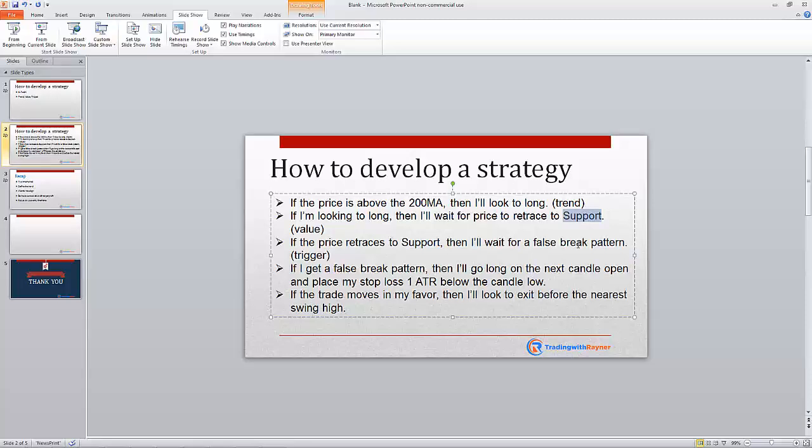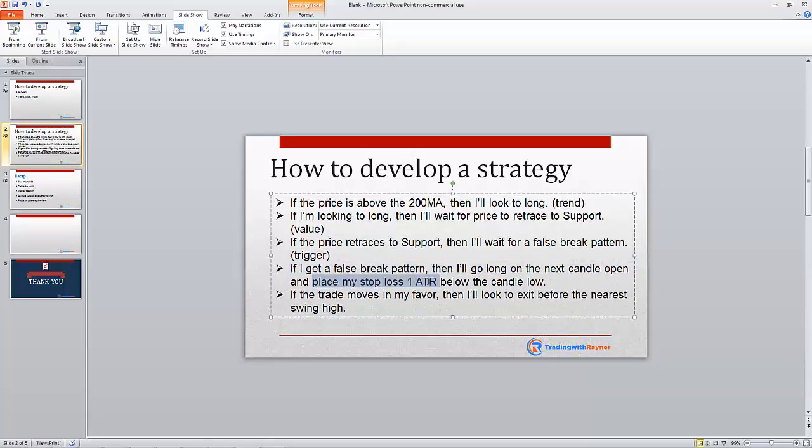But as long as it represents an area of value, that is something that you want to look for. And you can look for an entry trigger. It doesn't have to be the false break pattern. It could be a basic candlestick pattern, like maybe the pin bar, the engulfing pattern, or maybe just a lower close, or a higher close if you're looking to long. And the last one is how you want to enter the trade. Maybe you want to enter the trade on the next candle open like me, or you want to wait for price to trade above the high before you go long with a buy stop order.